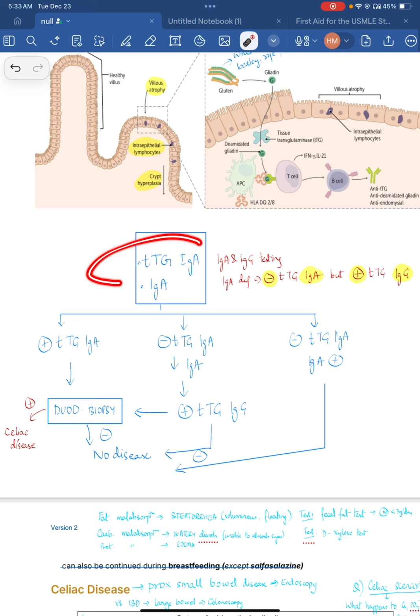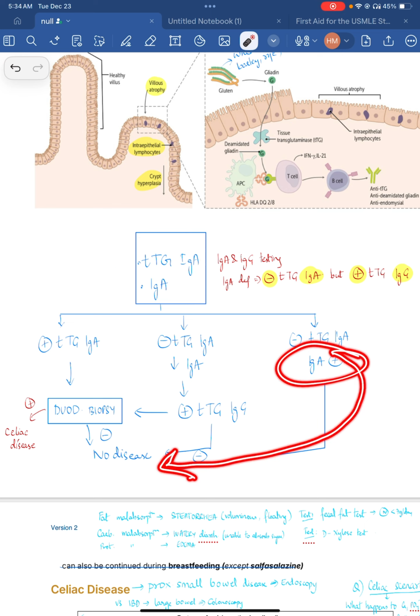What happens if the tissue transglutaminase antibody comes back as negative? You need to check IgA antibodies. If the IgA antibodies are normal, then that means it is actually negative.